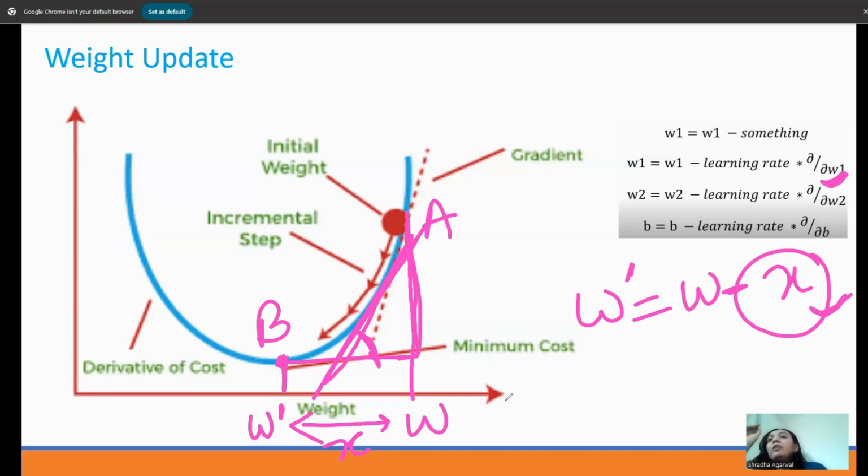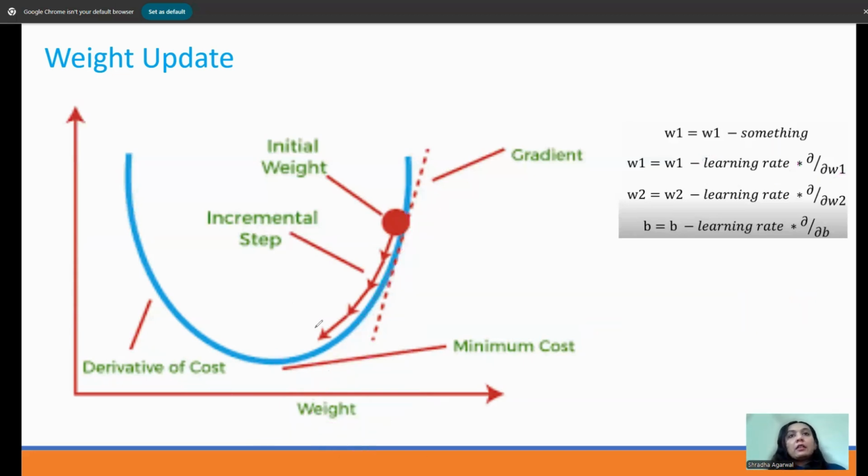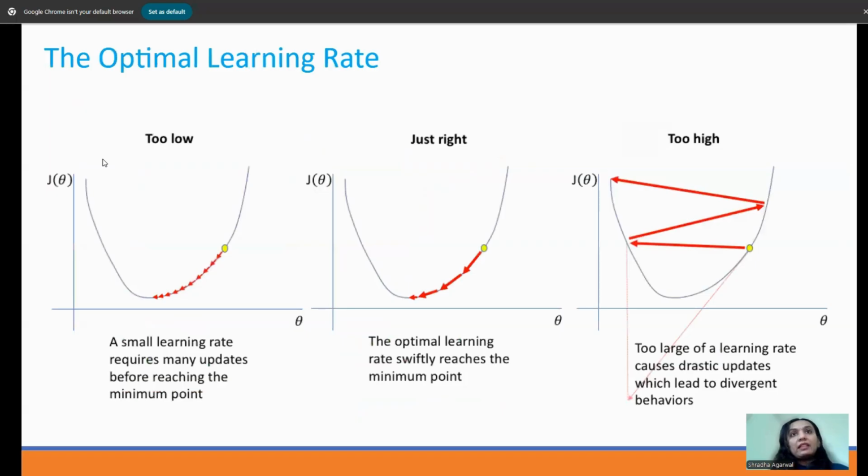Now there's a very important concept of a learning rate. So what does that mean? How does your neural net learn? So I come back to this point, give me a minute. And this is the last slide for today. We will end our session very soon.